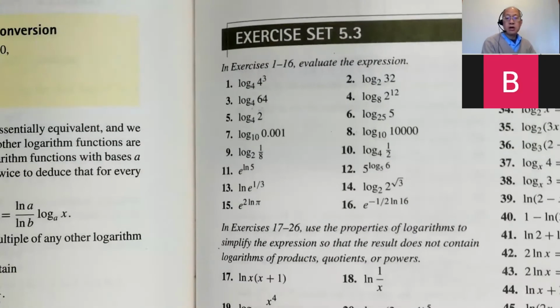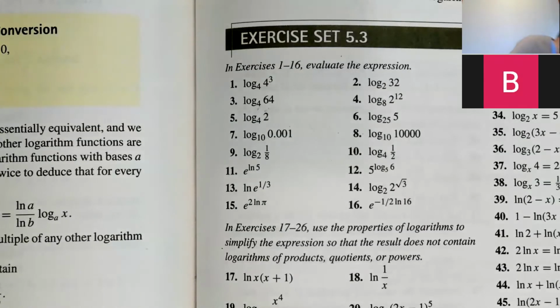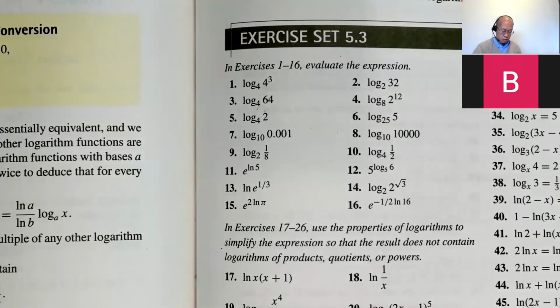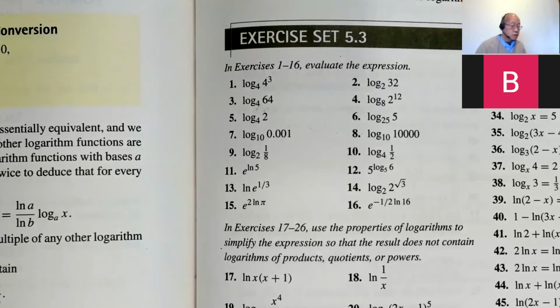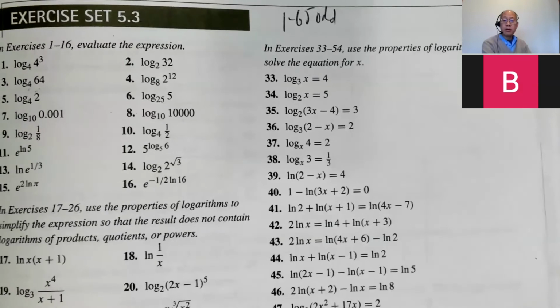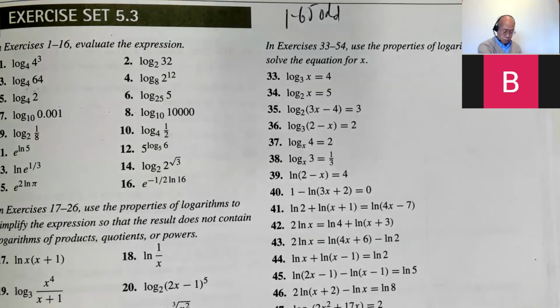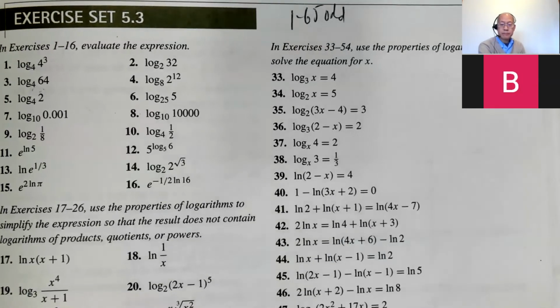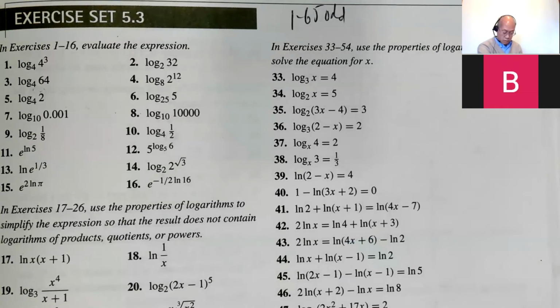5.3, 21. Like this. 21. 41. Okay. 21: the integral of 2x cubed over x plus 4 squared. 41: ln 2 plus ln x plus 1 equals natural log 4x minus 7. Okay.